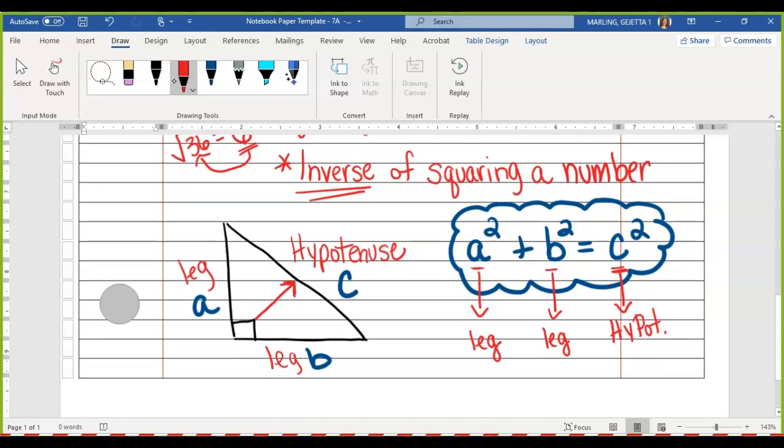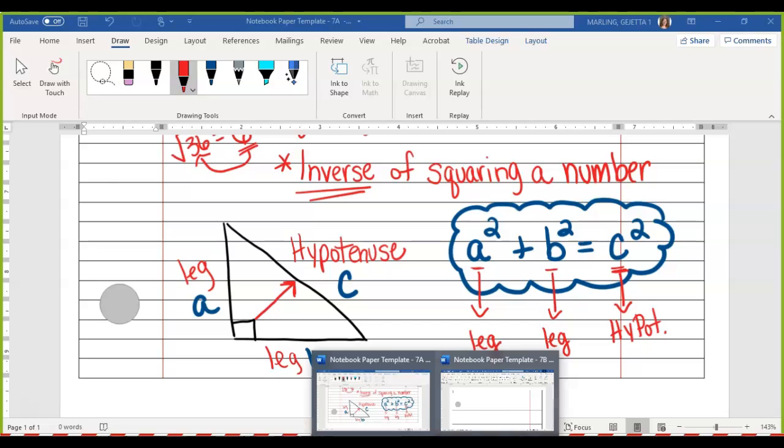I am out of paper, so I have to go to a new sheet. Can I transfer to a new sheet, or is anybody still copying this? Okay, I don't hear any yells.